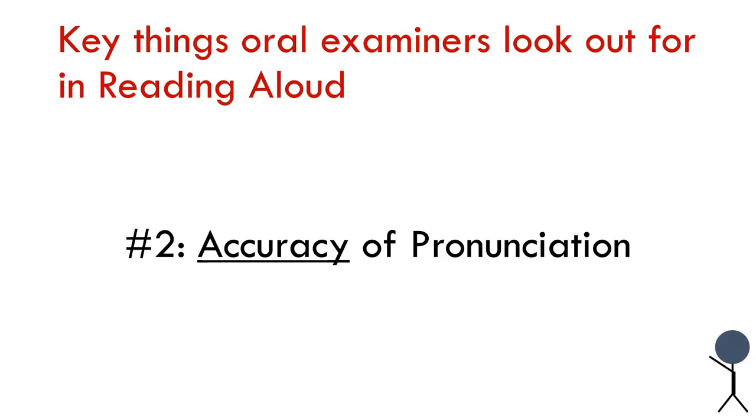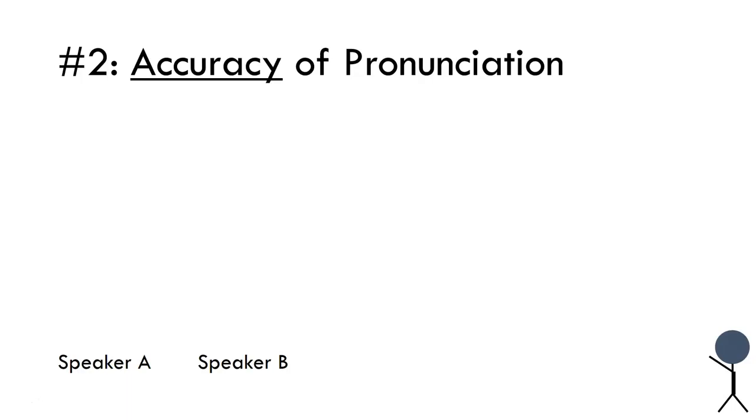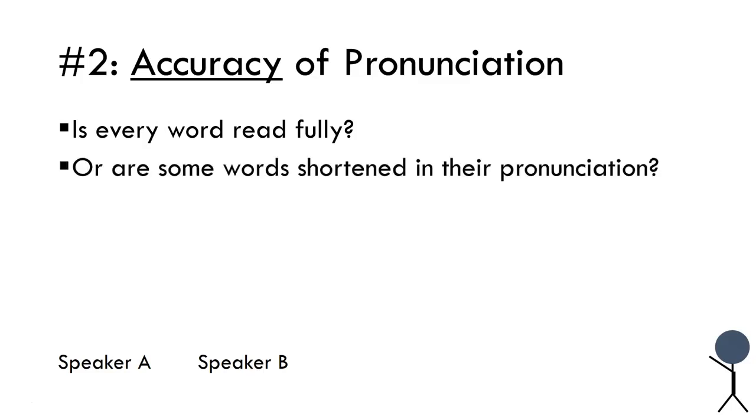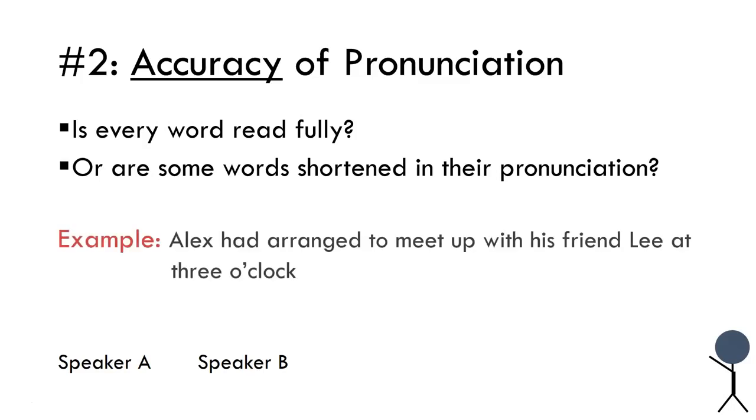Anyway, accuracy of pronunciation. Don't be distracted by the speaker A and speaker B. They're not goals. They're going to be played later on. Accuracy of pronunciation has to do with whether you read every word. I emphasize this. Are you reading every word in a passage fully? And the key word here is fully. Or are you shortening some words in their pronunciation? So let me give you an example of a sentence that speaker A and speaker B, even though it's the same person, will read for you.